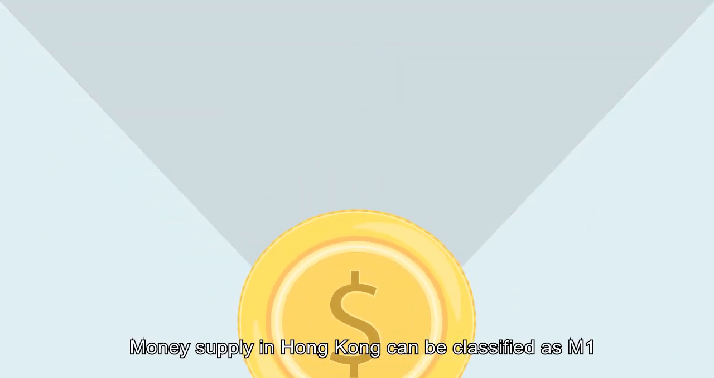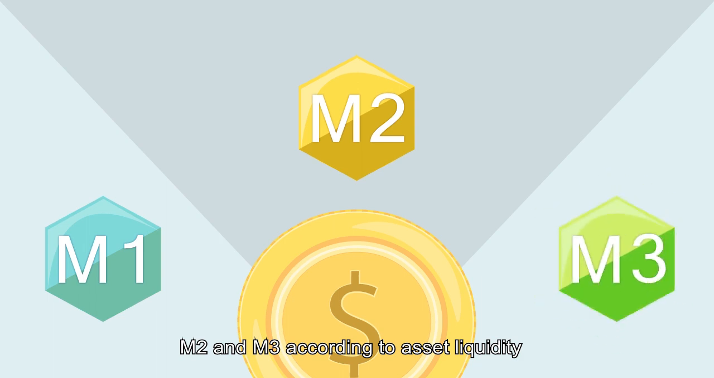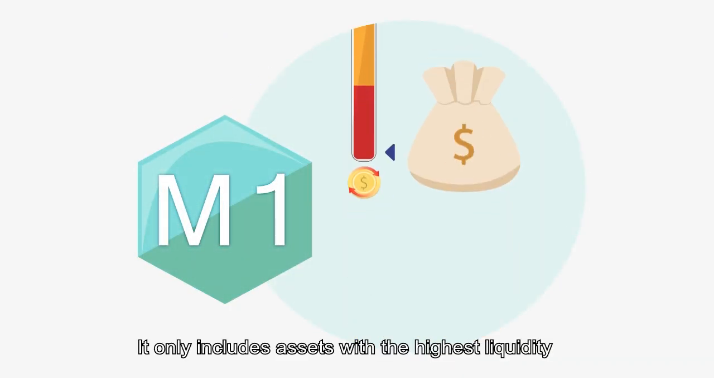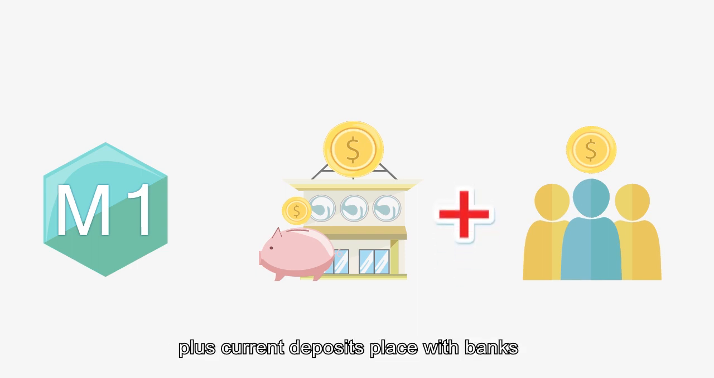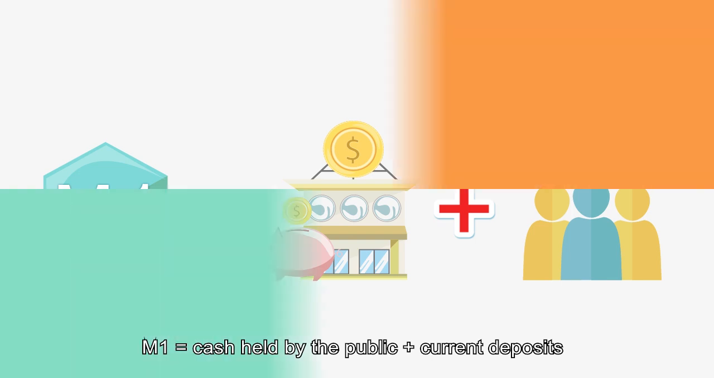Money supply in Hong Kong can be classified as M1, M2, and M3 according to asset liquidity. While calculating money supply, we'll take into account not only cash in our wallets, but also deposits in our bank accounts. M1 is the narrowest definition of money supply. It only includes assets with the highest liquidity. M1 equals the sum of cash held by the public plus current deposits placed with banks. M1 equals cash held by the public plus current deposits.